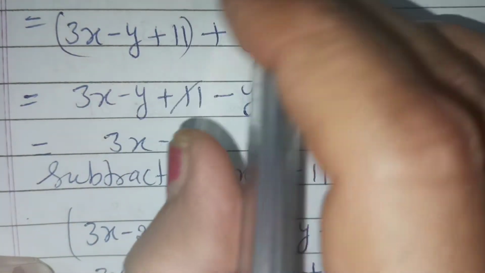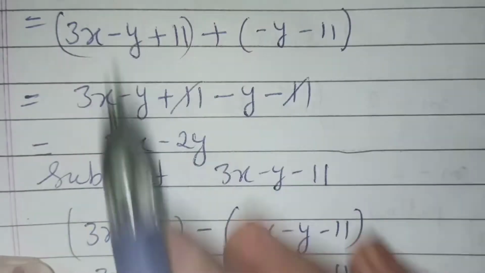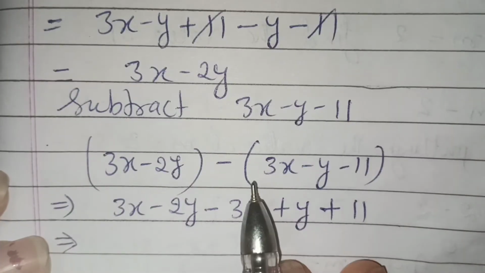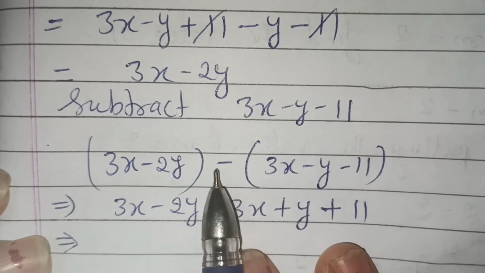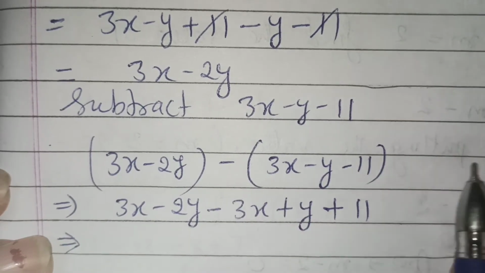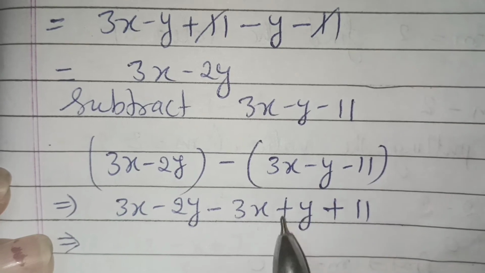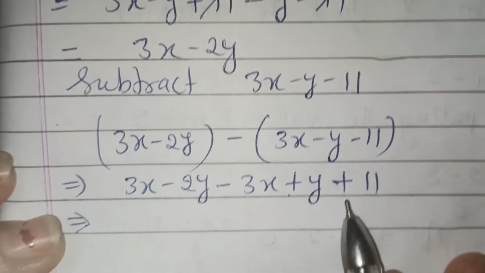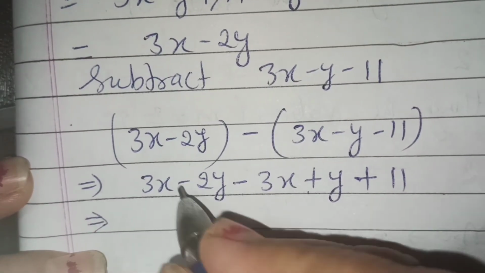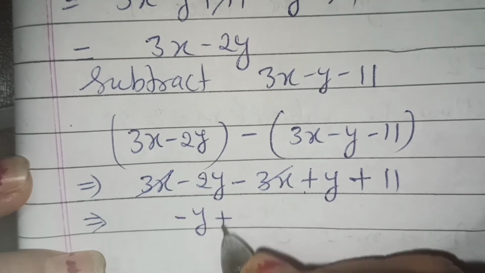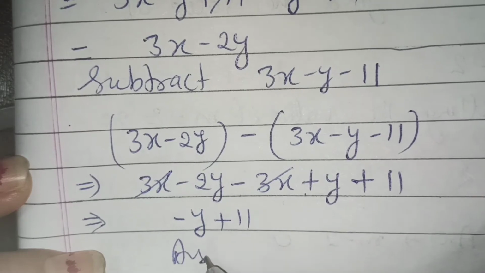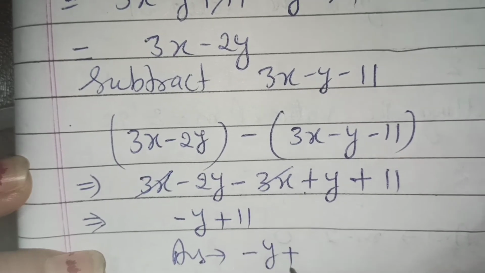And what we have to do? From the sum of this, subtract this. So take the sum of this first and subtract this expression 3x minus y minus 11. Here the minus sign is here, so all signs will change. Minus 3x plus y and plus 11. So what is the answer? 3x and 3x cancelled. Here minus y plus 11 remaining. So the answer is minus y plus 11.